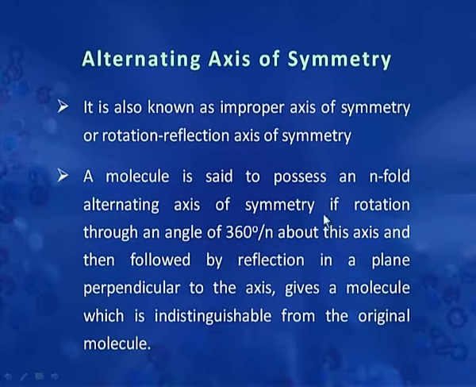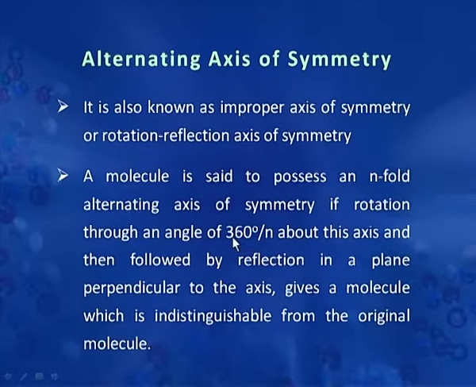Now let me explain what we mean by n here. Suppose a molecule is rotated by 90 degrees and then we get whatever has been explained here, then the value of n will be 4.